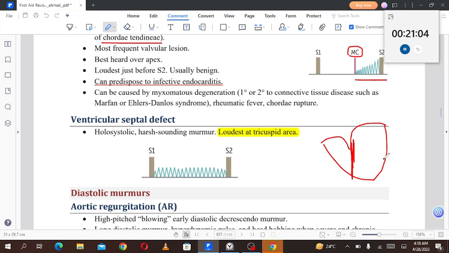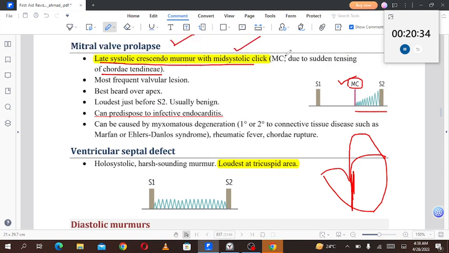Now when the ventricle is contracting, this starts moving upward. The damaged cusp of the mitral valve starts protruding into the atrium. If it is moving upward into the atrium, the chordae tendineae and the papillary muscle are stretched, and that causes the sudden tensing of the chordae tendineae. That sudden tensing of the chordae tendineae will give us the mid-systolic click. And after that, we have this crescendo murmur.